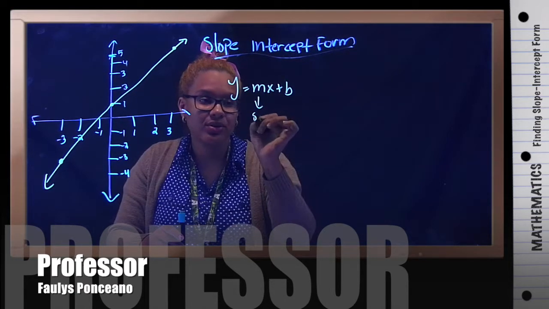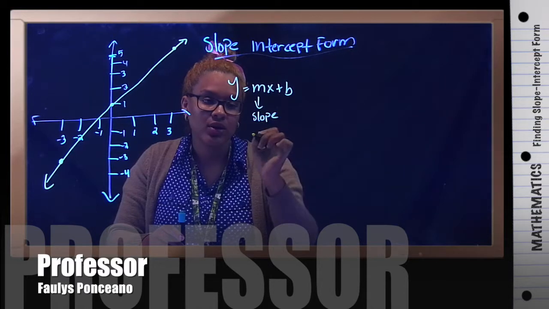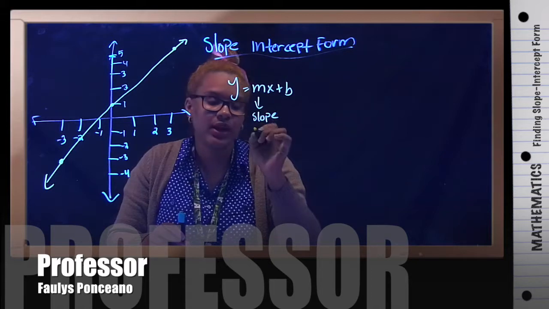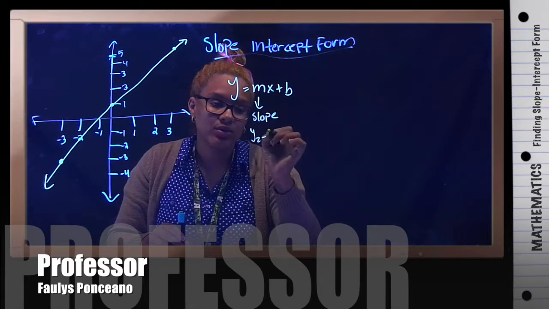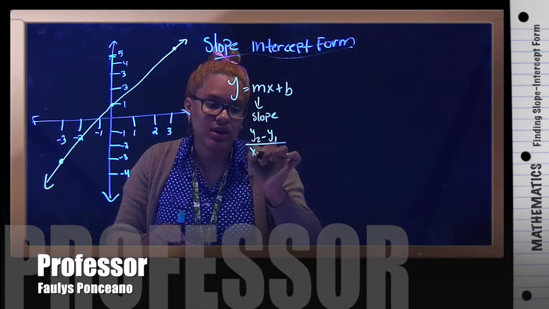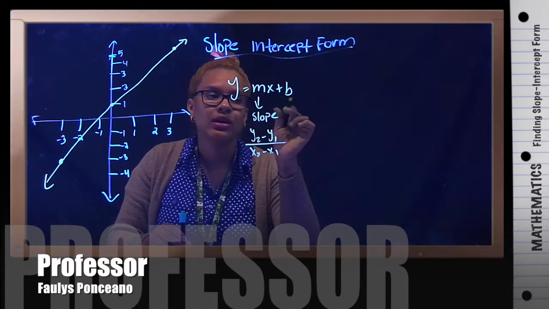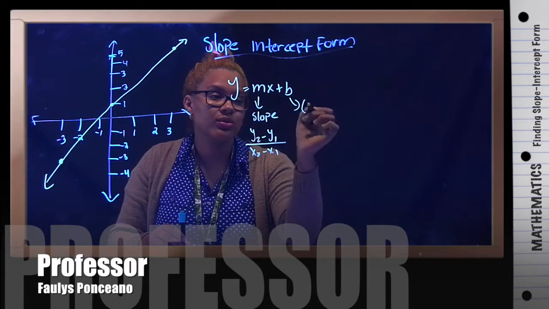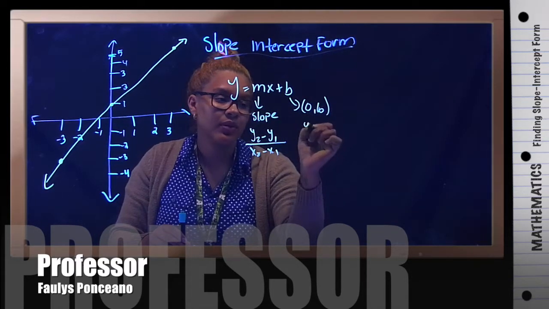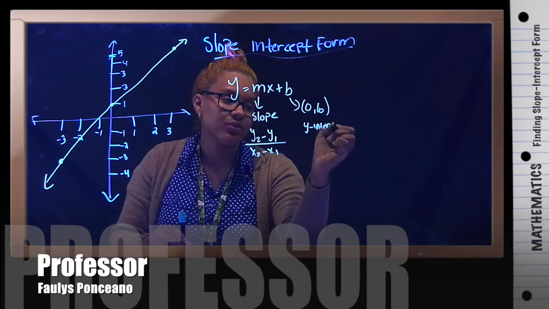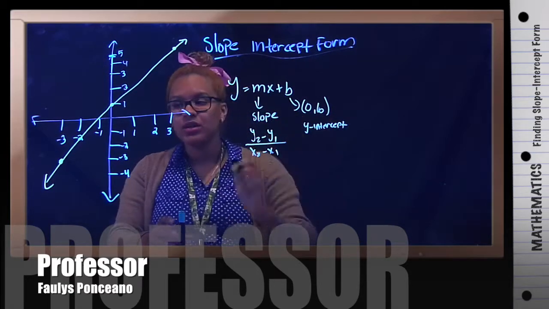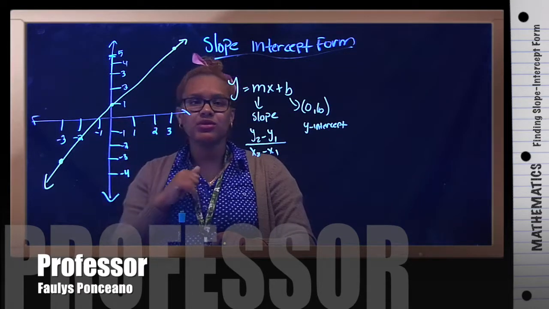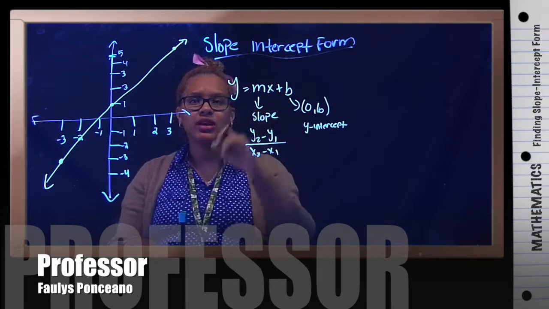That the m is the slope, which I have a formula for when I'm given 2 points: y2 minus y1 over x2 minus x1. The b is the y-intercept, so (0, b). Okay? So now, what do I do with this line that I have? How do I take information from here and write an equation that looks like this?